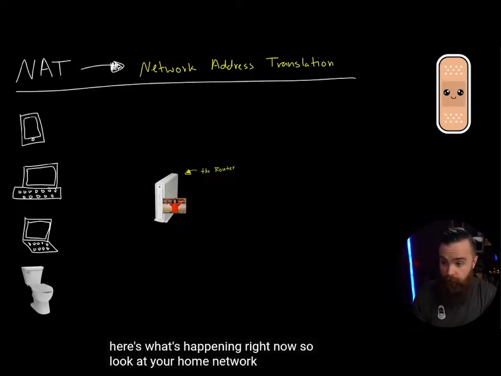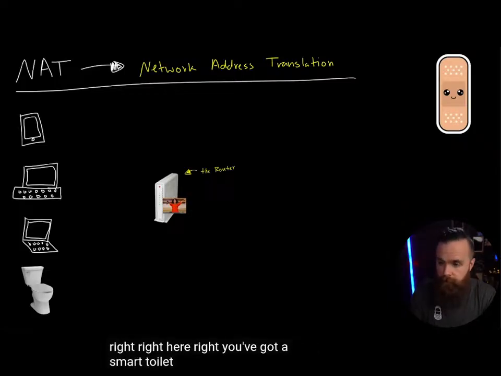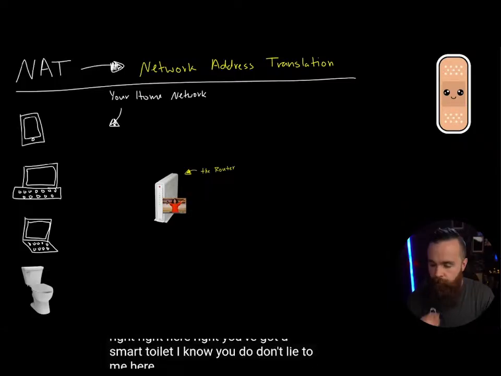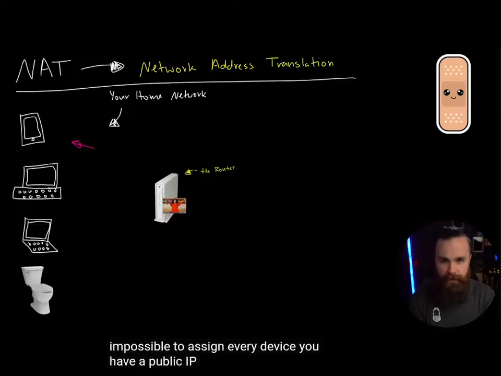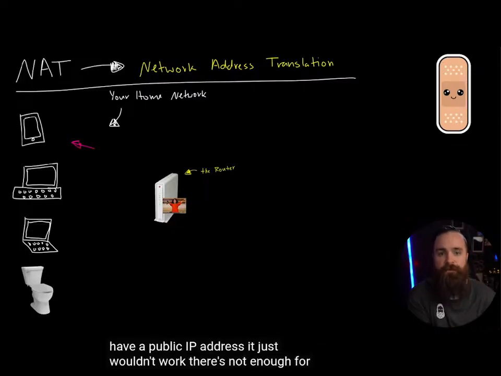So look at your home network. This is it right here, right? You've got a smart toilet? I know you do. Don't lie to me. Here in your home network, it would be impossible to assign every device you have a public IP address. It just wouldn't work. There's not enough for everyone.